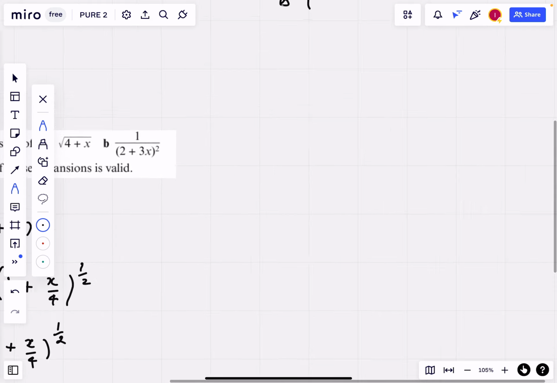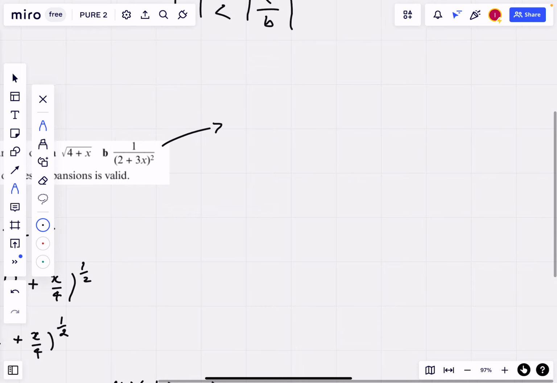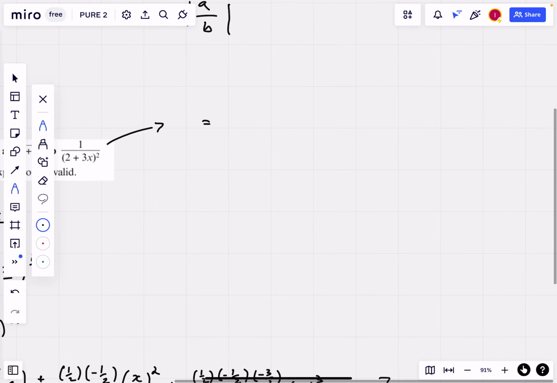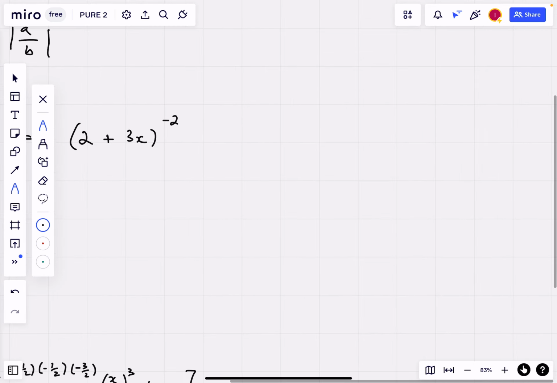Okay, let's rewrite this into brackets, which becomes 2 plus 3x to the power of minus 2. And now we're going to factorize out the 2, making sure that we apply the power to whatever we've taken out. Square bracket, 1 plus 3 over 2x to the power of minus 2.